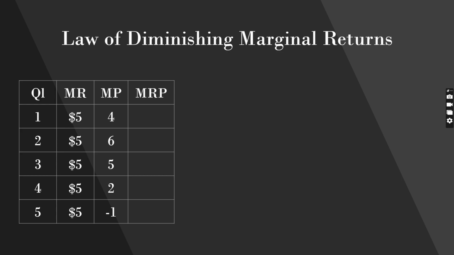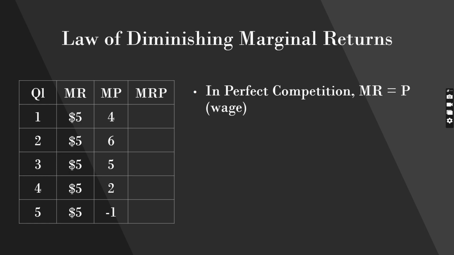And notice that the marginal revenue in a perfectly competitive market is constant at $5 because firms are price takers in perfect competition. And so the marginal revenue will be equal to the price. And then we have the marginal product, and we see the marginal product begins to go up, and then it reaches a peak, and then it begins to go down, and then it will turn negative. And so these are the stages of production.